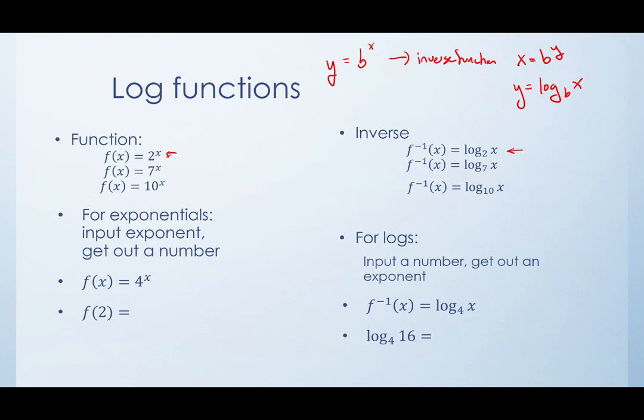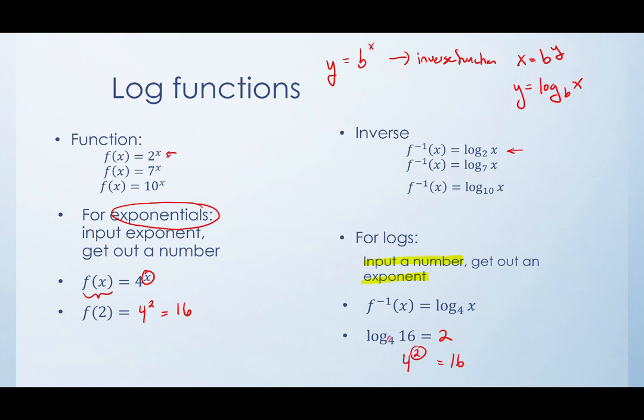So when we're talking about exponential functions, we input an exponent, we get out a number, right? And so if I say what's f of 2, we're going to say, okay, that is 4 squared, we get 16. With logarithms, on the other hand, we are inputting a number and we are getting out an exponent, all right? So if I say, okay, what's log base 4 of 16, we are going to get out 2 because 4 to the 2 is equal to 16.